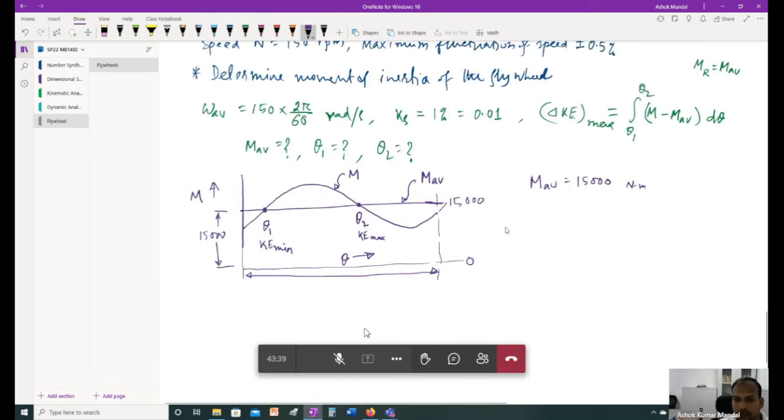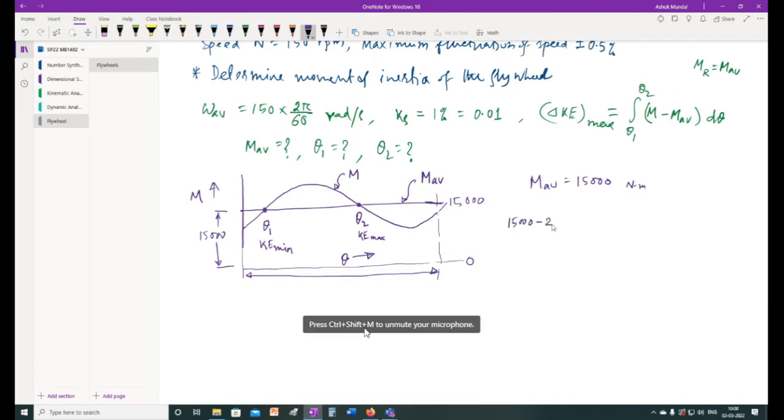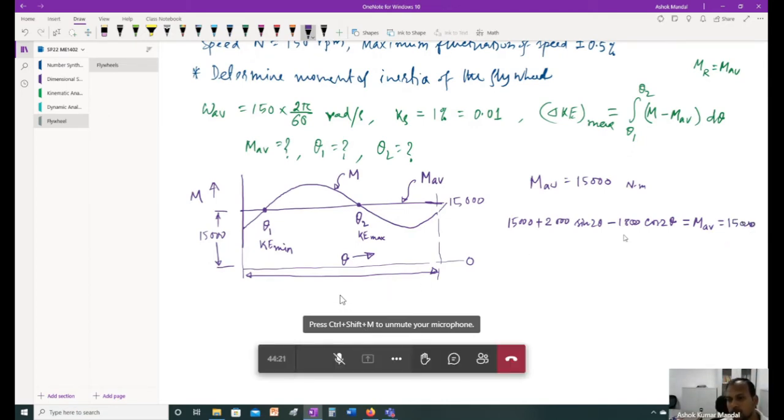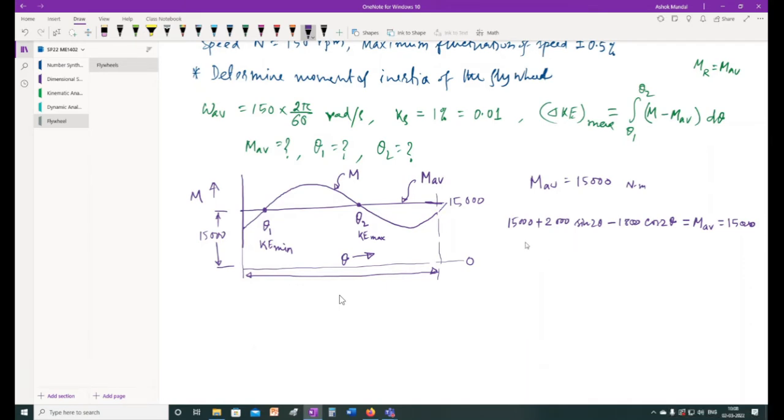So we have the equation 15,000 minus or plus 2000 sine 2 theta minus 1800 cos 2 theta. This is M, and when this M is equal to M average, those are the two points, theta 1 and theta 2. So we are writing here, this is 15,000. Now can we solve for this sine 2 theta? Can we solve for 2 theta?